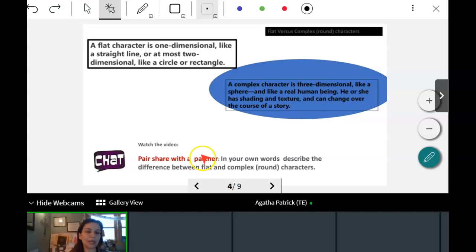We're going to watch a quick video on complex versus flat characters. While that's going on, I want you to be thinking about, and then share with a partner in chat, in your own words, the difference between flat and complex or round characters. Let's watch that video.